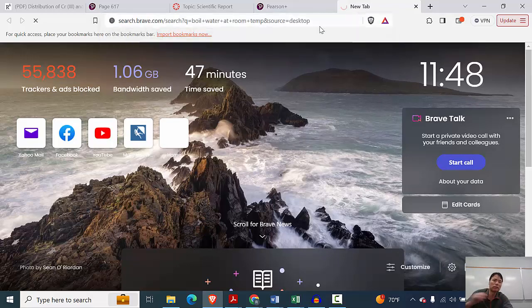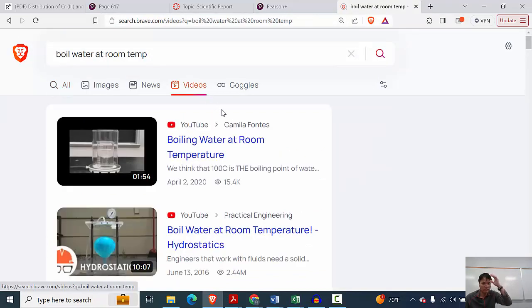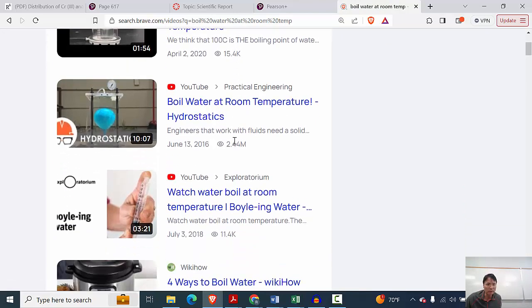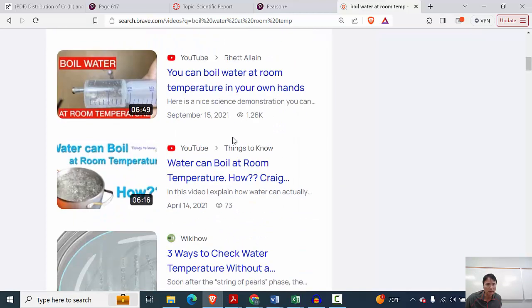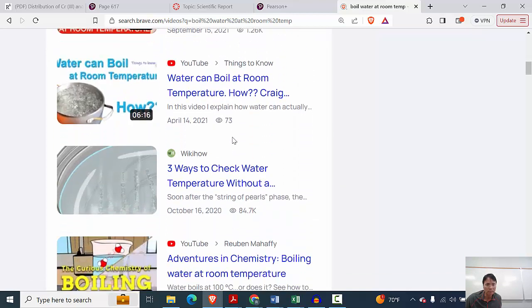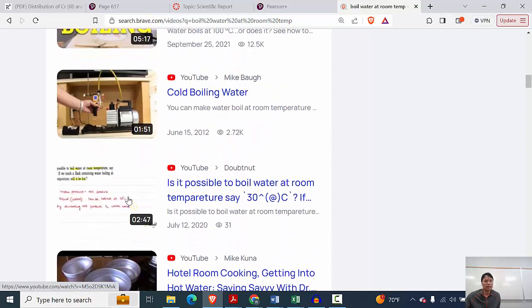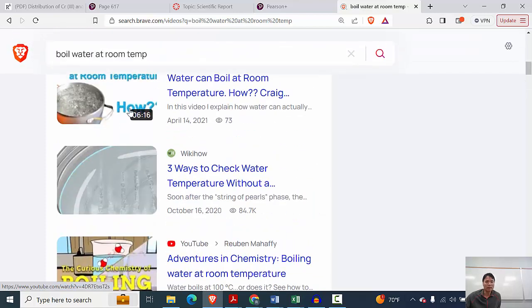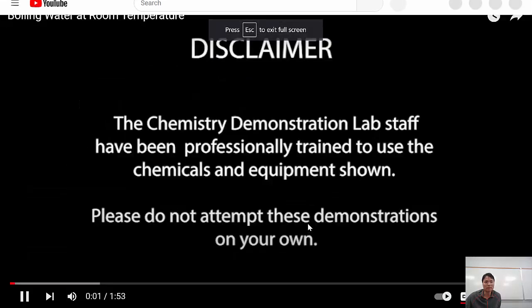I think I've shown maybe this video, although I'm not sure if I can pull it out. The one I want is boiling water with a little hand crank pump. This is a standard vacuum pump here. I think this first one was the one with the hand crank pump. Let's take a look at this video here.